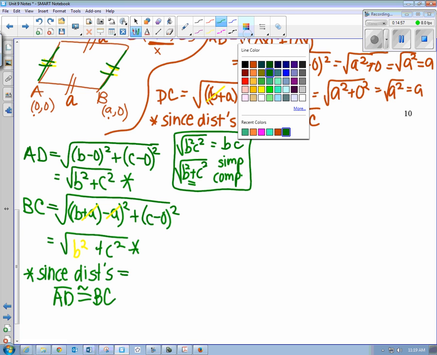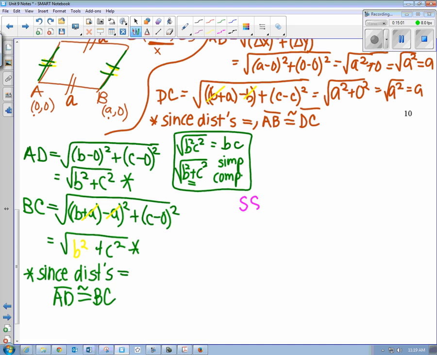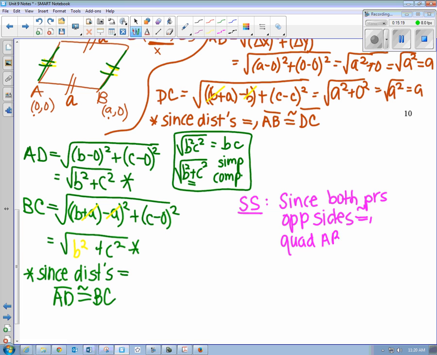If that's the case, I need to make my final summary statement now, which says, since both pairs of opposite sides are congruent, quadrilateral ABCD is a parallelogram.